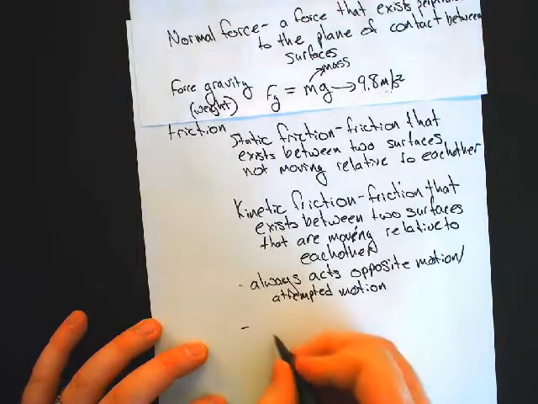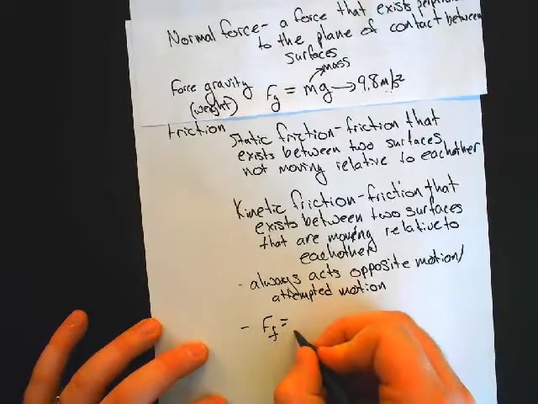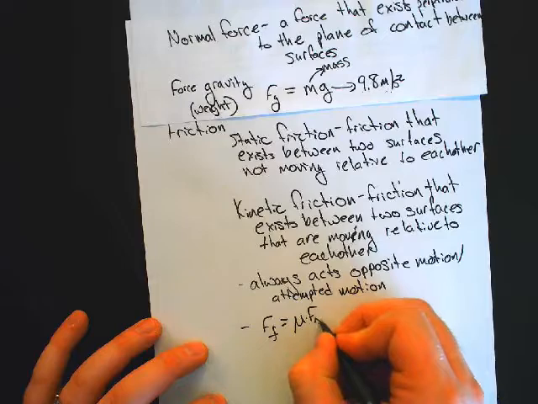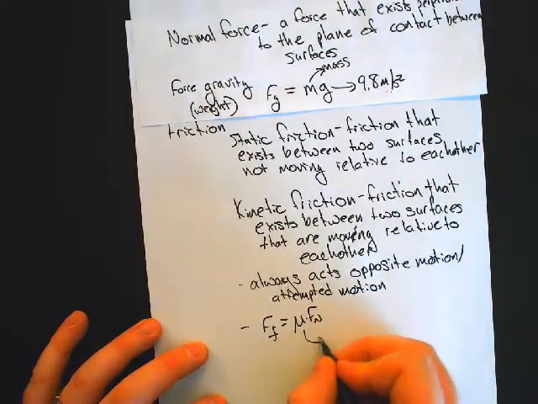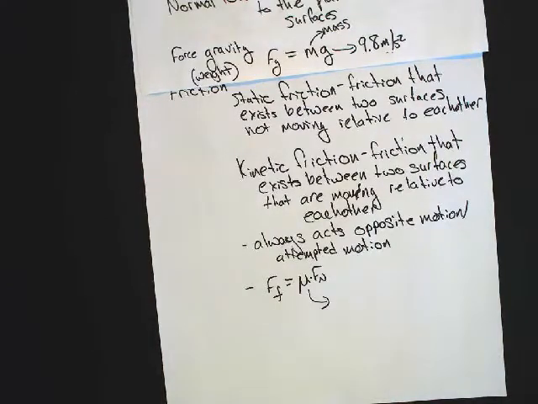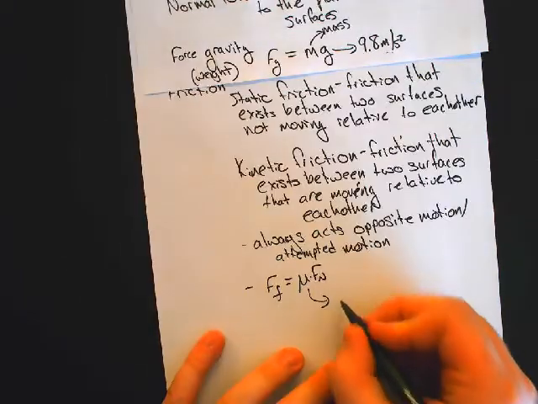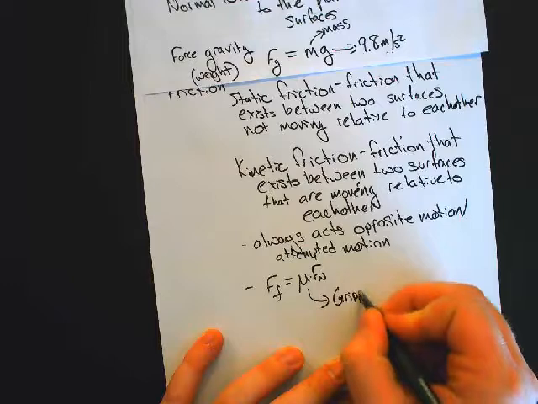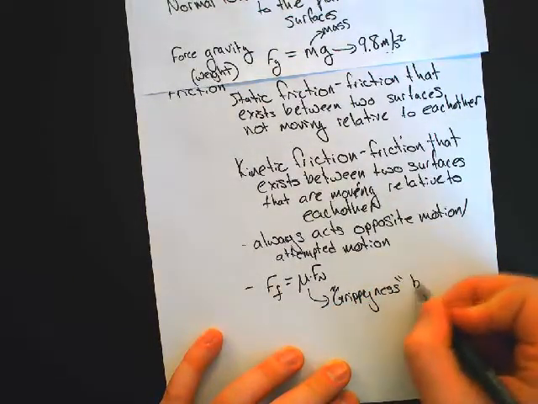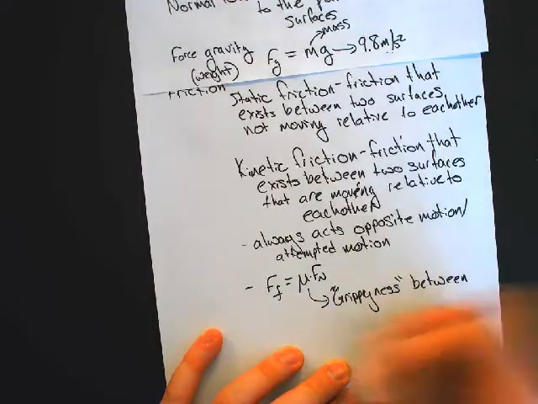And friction, regardless of type, is calculated as the force of friction is equal to mu, a coefficient of friction, times the normal force. And mu is really just the Greek letter mu, which is like a U with a nosebleed. It is basically the grippiness between two surfaces.